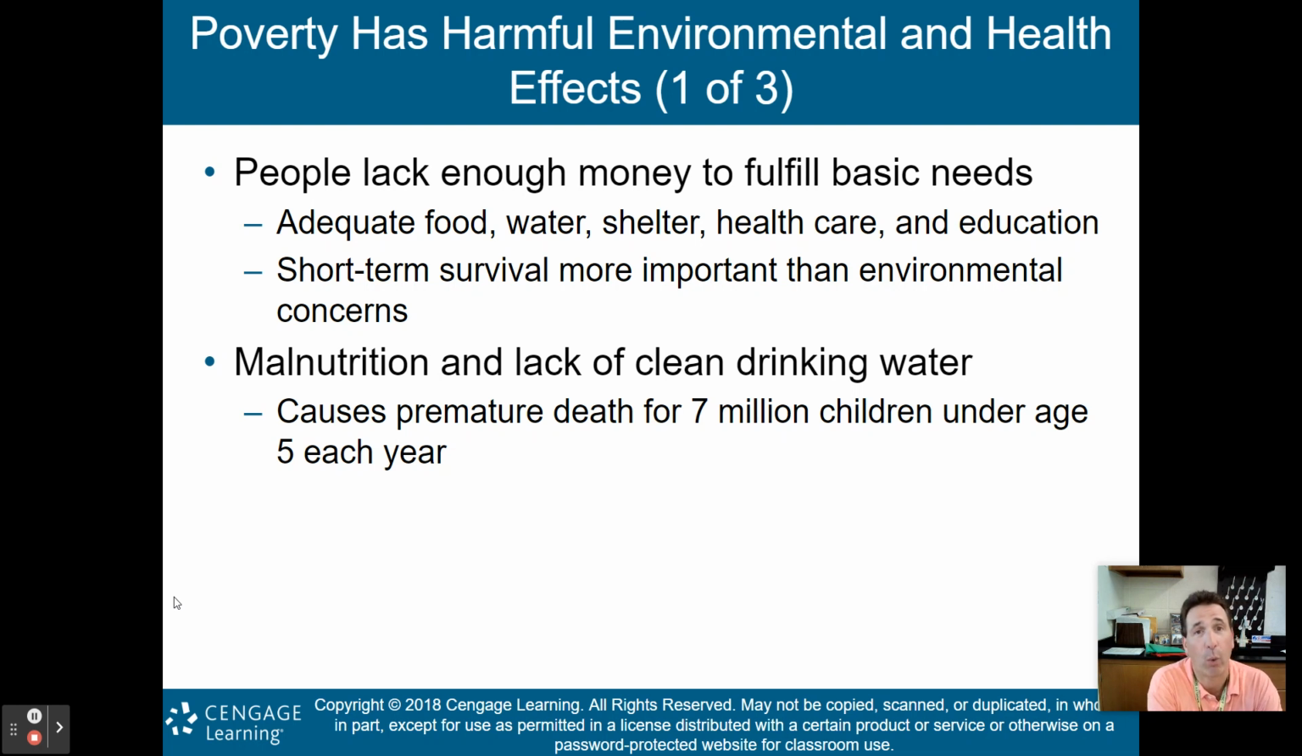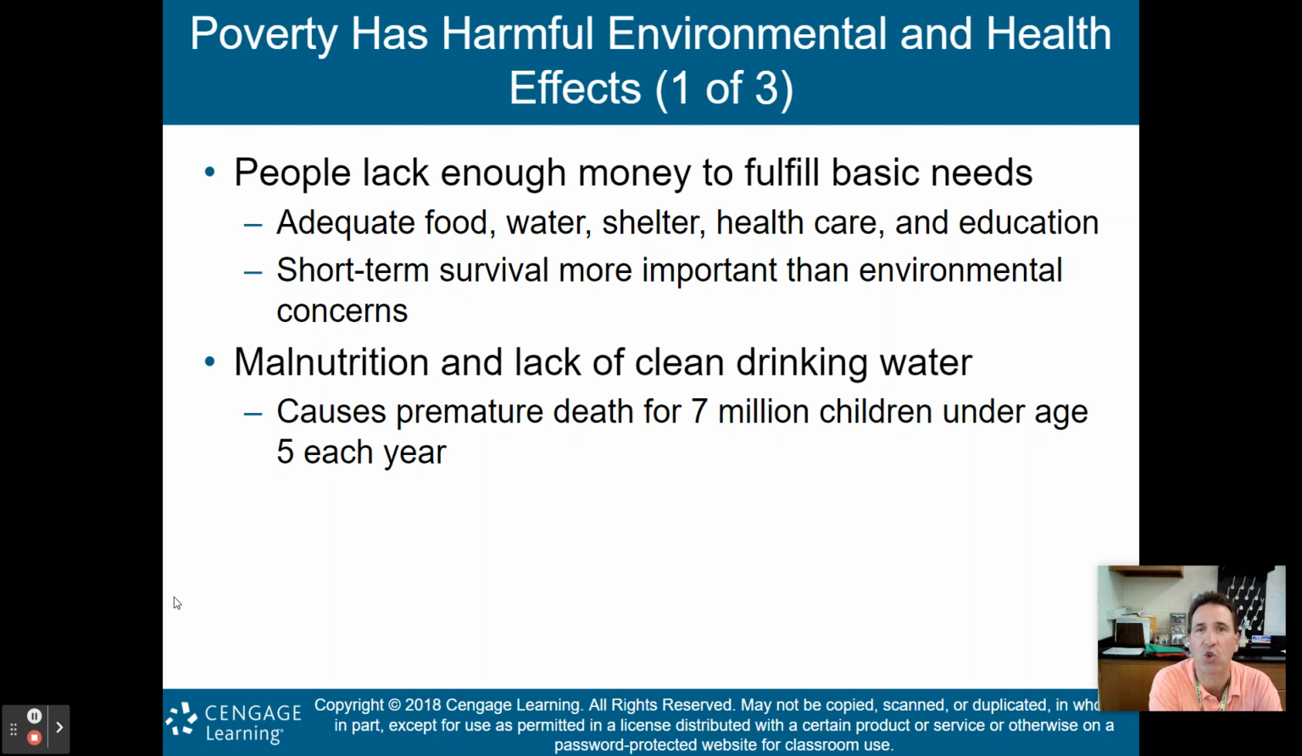If you don't know where your next meal is going to come from, you really don't care if you're polluting the environment, right? You need to survive. That's our number one instinct. And so if you don't have that, if you don't have fresh water, if you don't have shelter, you care about that much more than you care about environmental issues. And obviously that makes some sense, right? Put yourself in their shoes. I think you would kind of feel the same way.